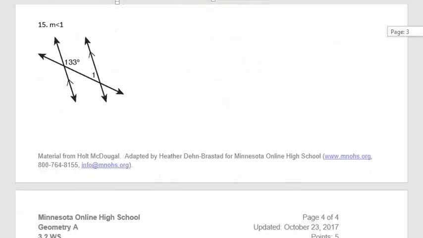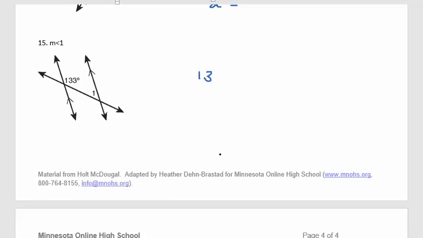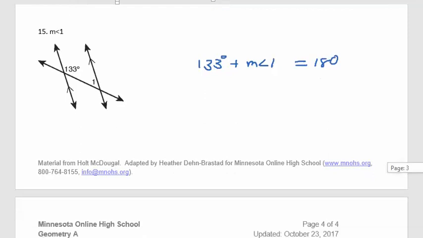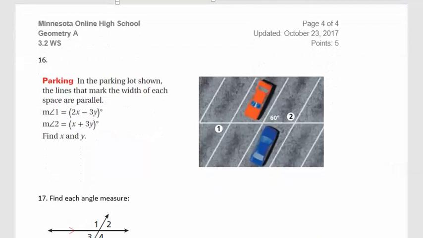So the last one, you'll have a different sentence. You'll have that 133 plus the measure of angle 1 is equal to 180. And you'll use that to solve and find what the measure of angle 1 is. Number 16, we have angle 1 over here, angle 2 over here. We have 60 degrees. All of these lines are parallel to each other. So we have lots of angles that will be congruent or supplementary, or not supplementary, but equal to 180.